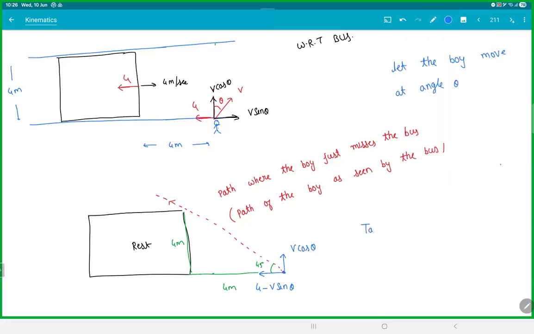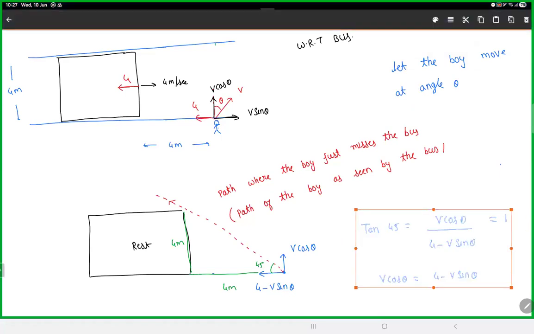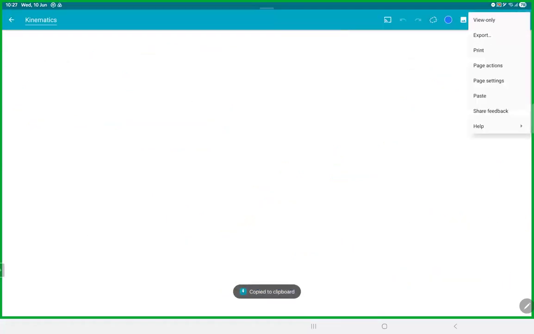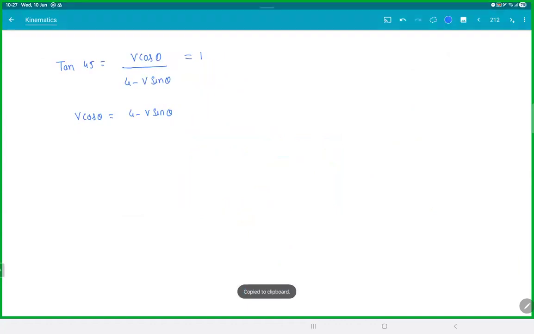So tan 45 is the vertical velocity by the horizontal velocity, v sin theta by 4 minus v cos theta. This becomes 1. So indirectly, we got v cos theta is equal to 4 minus v sin theta. At this point, this becomes a maxima minima question. You can do maxima minima, or if you have done your trigonometry, you will get v is equal to 4 by sin theta plus cos theta.